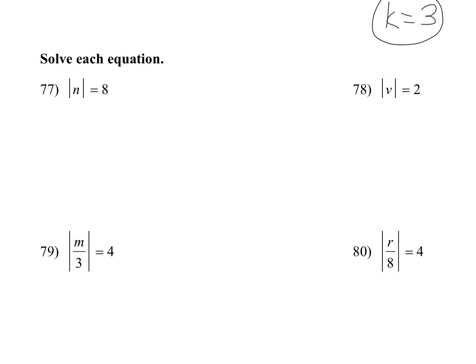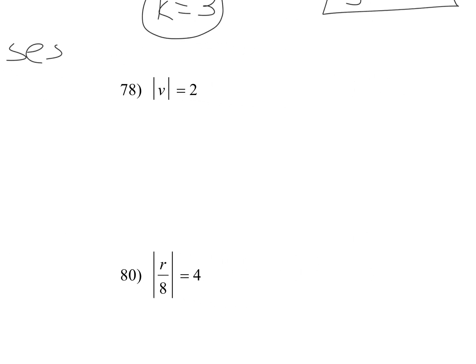We just got done doing absolute values with inequalities. Do you remember how to do them with equal signs? 2 cases. On 78, what would case 1 be? Yep, case 1 always stays the same. What would case 2 be? V equals -2. What's the only thing that changes? The sign of, yep, the side of the equal sign without the absolute value. Just changes to a negative.